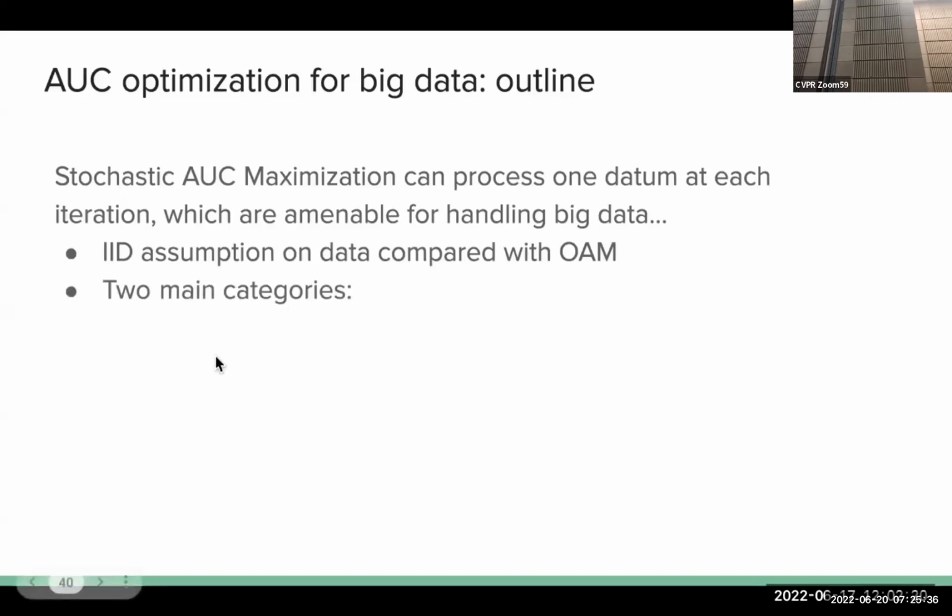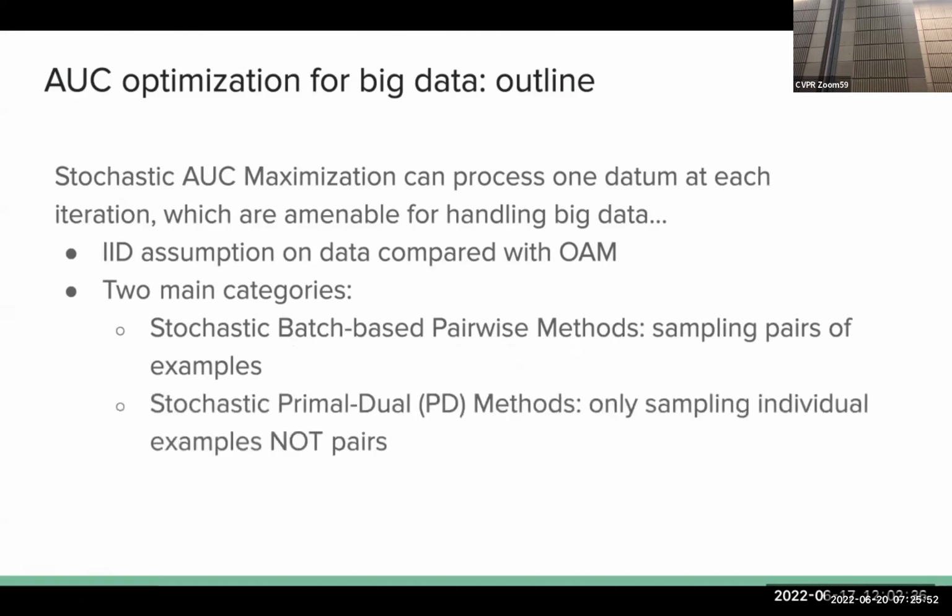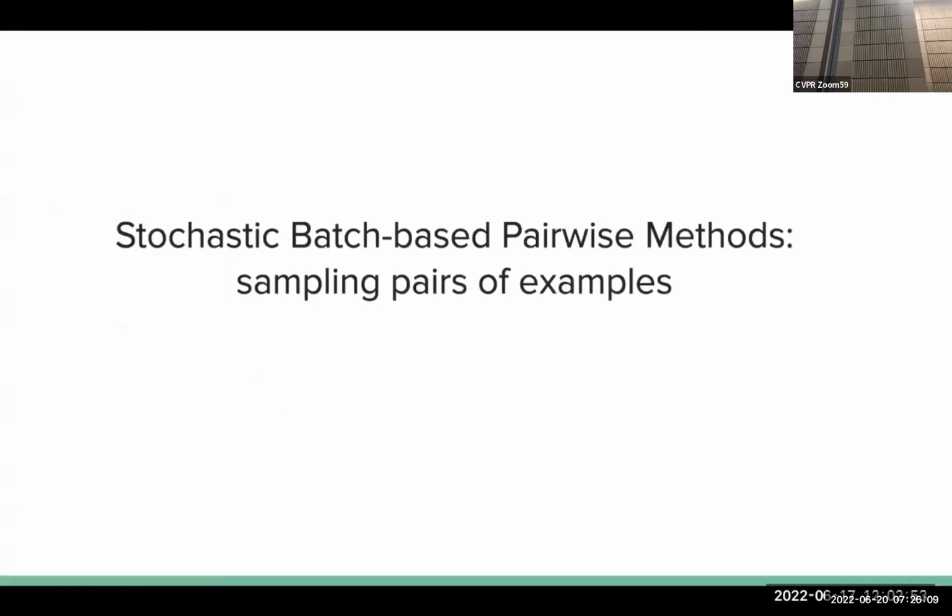I will divide this part into two main categories of algorithms. The first category is called stochastic batch-based pairwise method. And this type of method needs to sample a pair of examples. And the second type of method is called the stochastic primal-dual method, where you don't need to sample a pair of examples. You only need to sample individual examples.